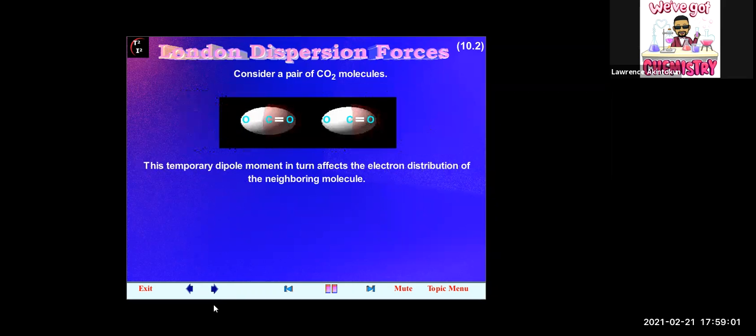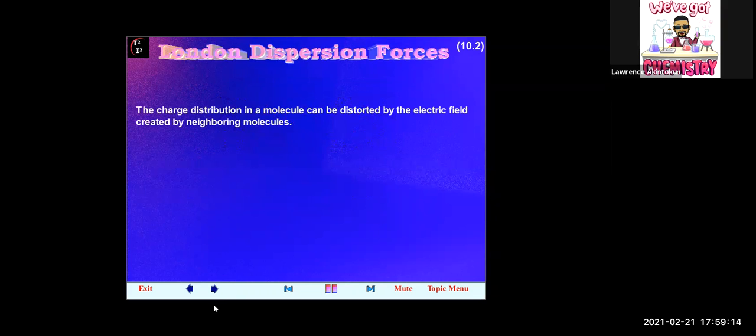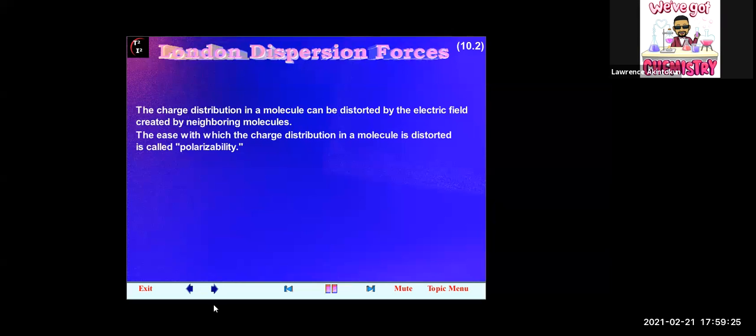This temporary dipole moment, in turn, affects the electron distribution of the neighboring molecule. This leads to London dispersion forces between these two CO2 molecules. The charge distribution in a molecule can be distorted by the electric field created by neighboring molecules. The ease with which the charge distribution in a molecule is distorted is called polarizability. Thus, more polarizable molecules have stronger London dispersion forces.